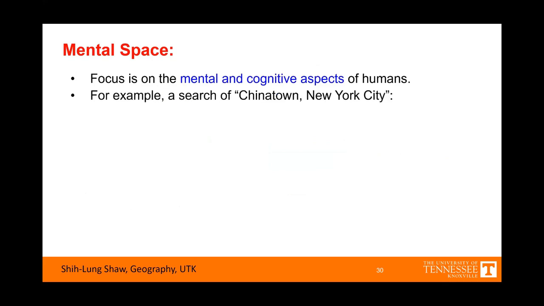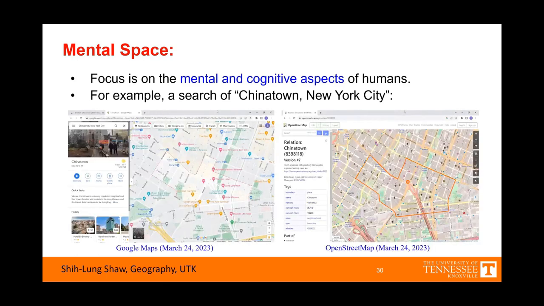So for example, I did a search of Chinatown in New York City. This is what I get from Google Maps and what I get from OpenStreetMap. What's wrong here?